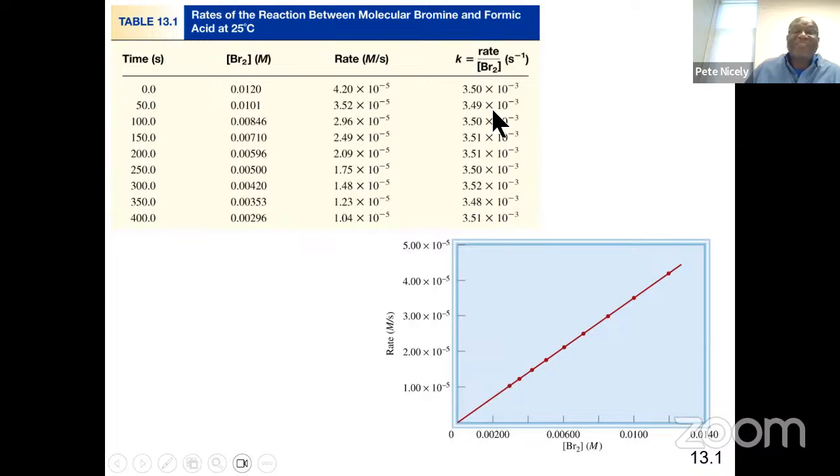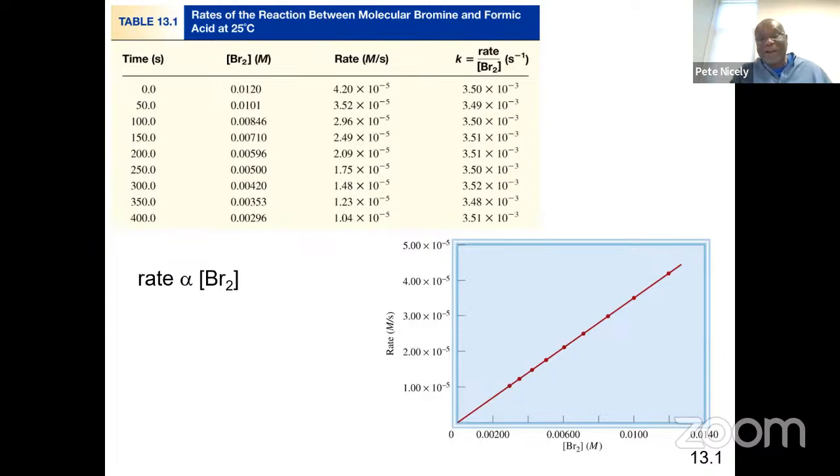In fact, if you plot these values versus concentration, this is what you're going to get. You're going to get a smooth line where all the data points fall almost, if not exactly, on the line. So what this shows us in this particular case is that the rate of the reaction is directly proportional to the concentration of bromine. That is true for a lot of reactions, but again, this is not true for all reactions. There are some cases where the rate of the reaction is not directly proportional to the concentration of the reactant, and we're going to talk about those examples later on.